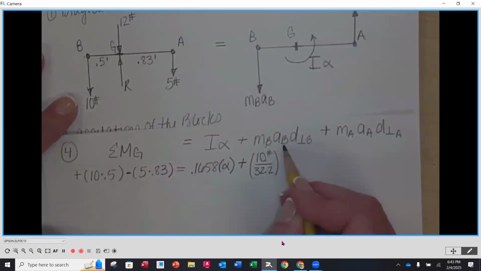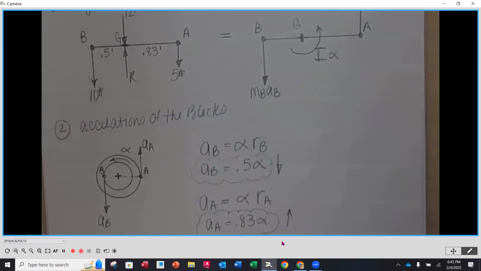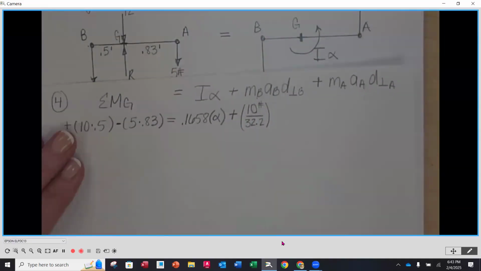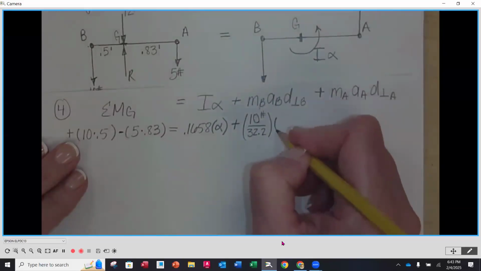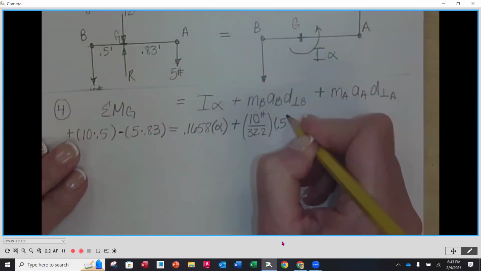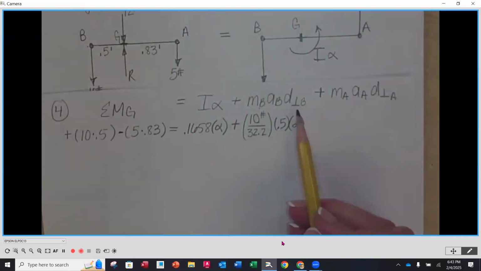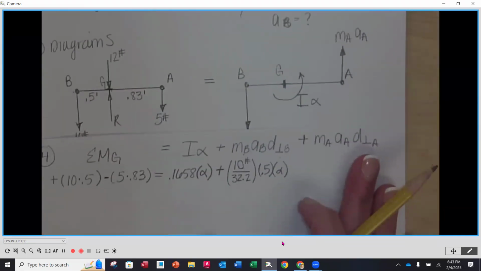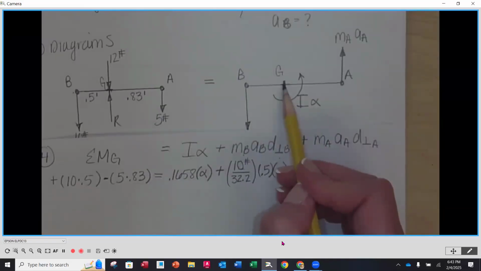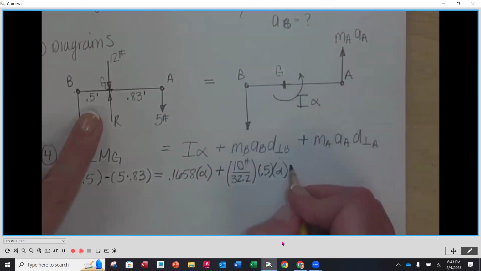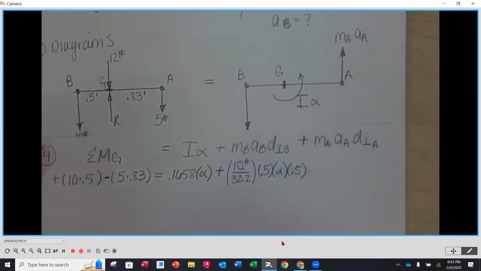Times the acceleration at B. In the previous step, we found the acceleration at B to be 0.5 times alpha. So we're going to put that substitution in here. This is going to be 0.5 times alpha. And then don't forget the perpendicular distance from G, because we're summing our moments around G, to B, which on the left-hand side here, that's 0.5.